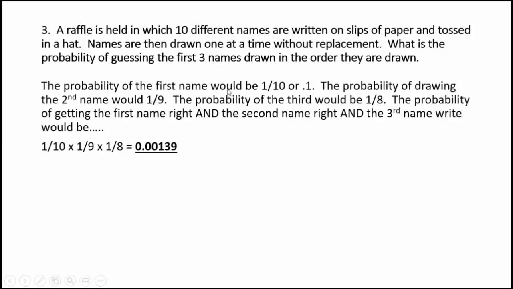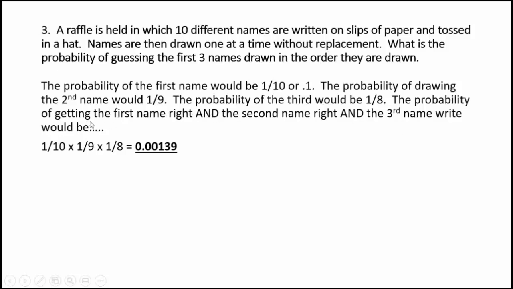The probability of the first name would be 1 out of 10, or 0.1. The probability of drawing the second name would be 1 out of 9, since we already removed that first one, so there's only 9 left. For the third, there's only 8 left now, because we've taken 2 names out, so the probability of the third is 1 over 8. If we want the probability of getting the first name right and the second name right and the third name right, you notice the ands are capitalized. I did that just to emphasize this is a multiplication problem.